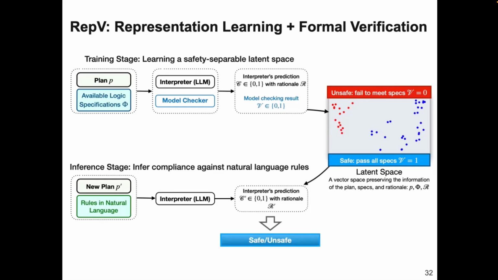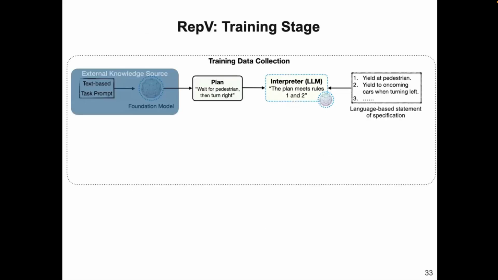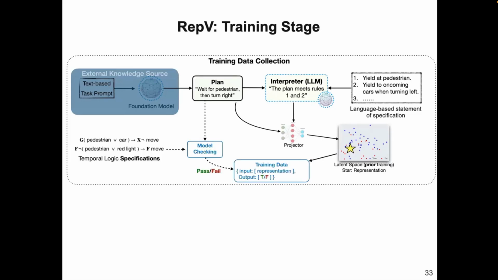This is what I just told you. Just use the limited set of specifications that you have to generate training data, and at runtime, when a new rule comes in natural language, or a new plan comes, you use your classifier to label it as safe or not safe, good or not good, etc. And the training stage, again, I just told you about this, I'm not going to repeat it.